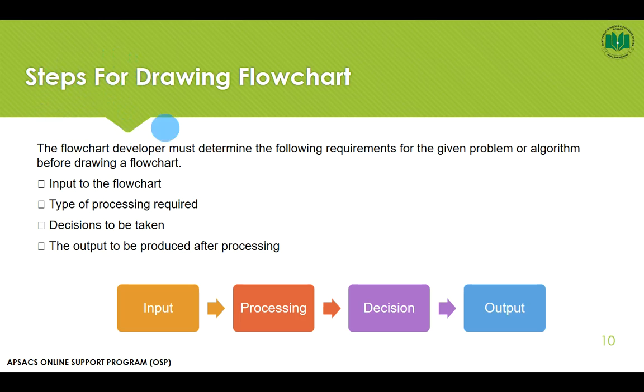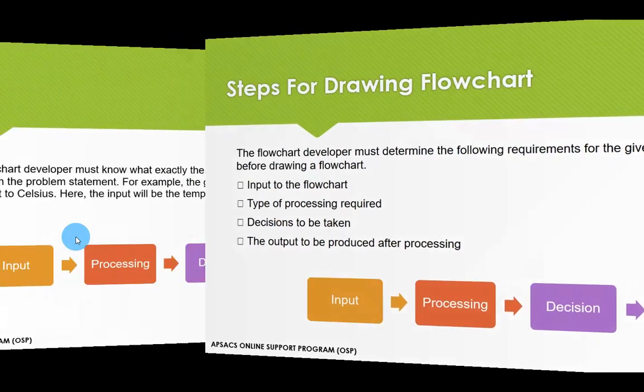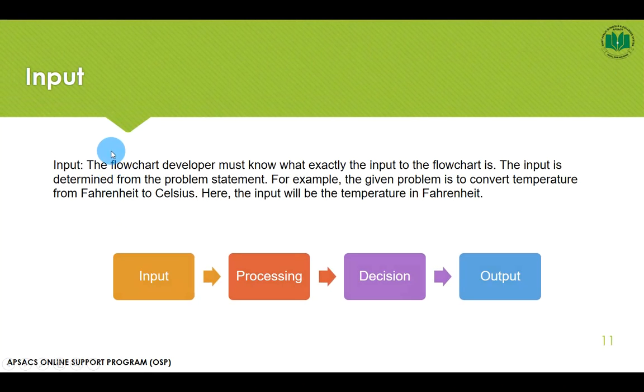First step is the input. The user needs to get the input. Then it should be understood what type of processing is required and what decisions are to be made. Then the result to be produced after the processing, and we need the output. The output result should be produced after processing. So the first step is input.